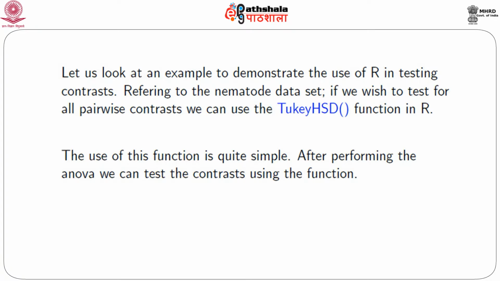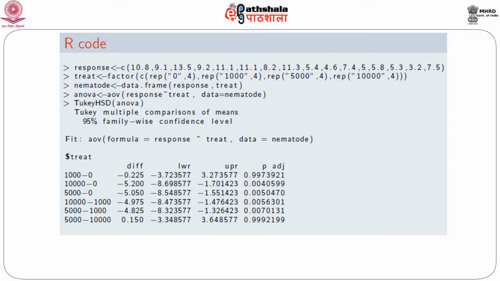We are going to use the function TukeyHSD in R to test all these k choose 2 contrasts using a single line of code. The use of this function is quite simple. After performing the ANOVA, we have to pass the output of that ANOVA to the function TukeyHSD, and it will extract all the required contrasts and test them.